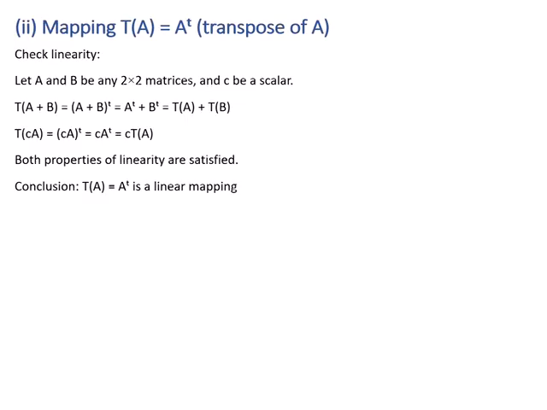So the next one is to find out whether the mapping is linear. That is when you have the determinant of A equal to the determinant of the transpose of A. So we want to check that one out. Checking the linearity of this particular second condition. Let A and B be any two matrices of 2 by 2, that is of order 2, and C be the scalar.